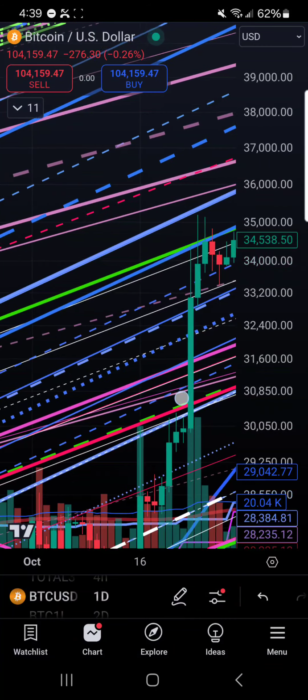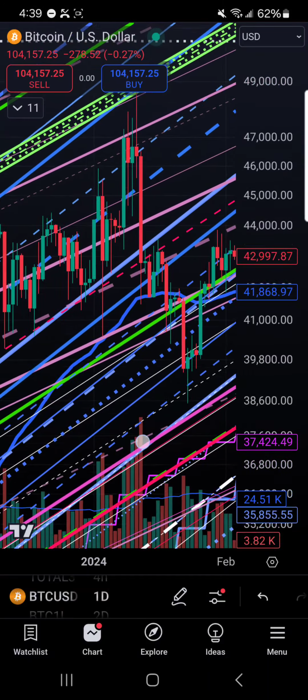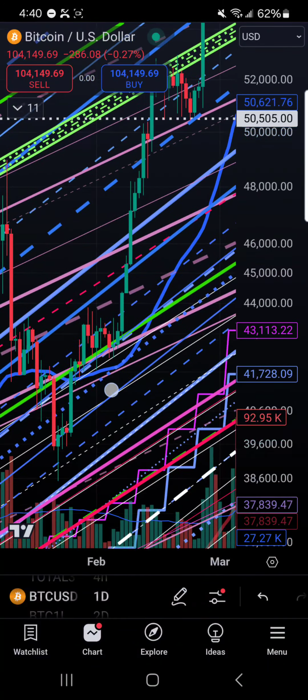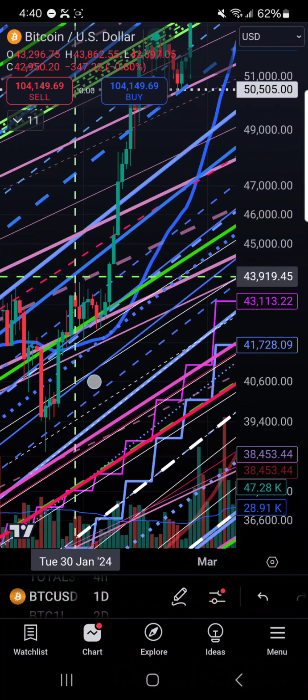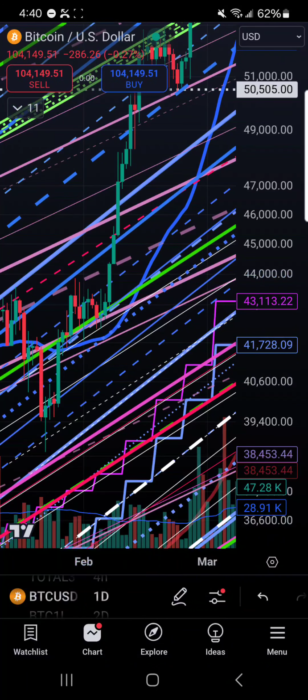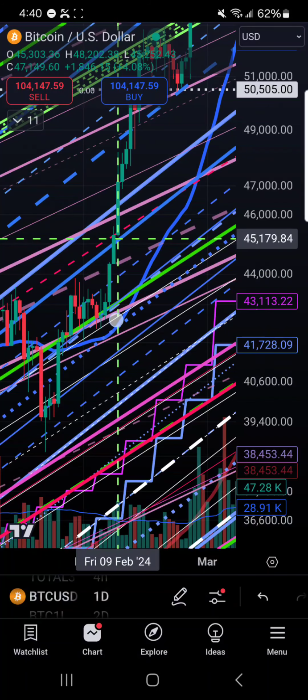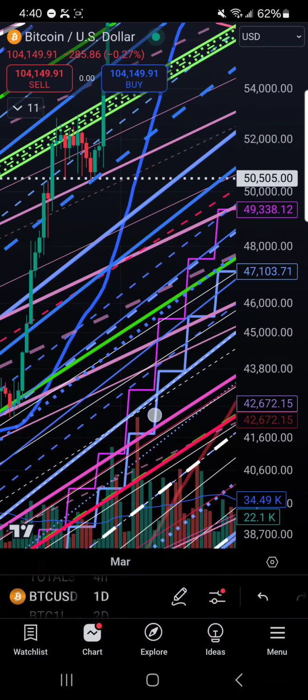Now here you can see the top of the blue channel acted as resistance for quite a while here in November of 2023, and support. Let's see what we did. Now once we held it as support, then we began another rally in December of 2023. Here you can see that original trend line at the top of our channel acted as resistance and support here. So that's why all these lines are on my chart, because they do tell a story.